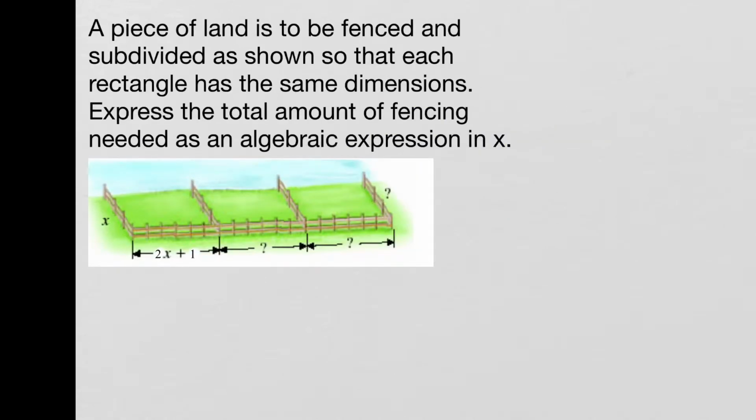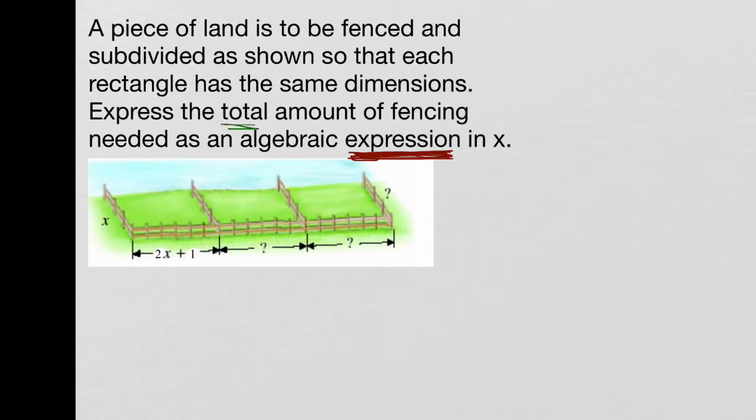In this problem, we're looking at a piece of land to be fenced and subdivided as shown in the picture below, so that each rectangle has the same dimensions. We're asked to express the total amount of fencing needed as an algebraic expression. Again, there's that word expression. So expression means we cannot solve it like an equation. Expression means we will express this simplification of this value. So we'll take each of the sides, add them up, and simplify them, but we cannot solve for anything.